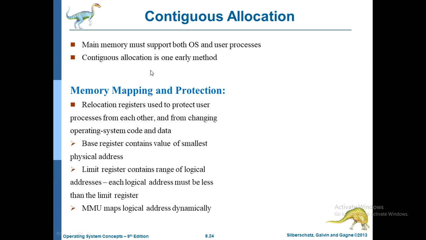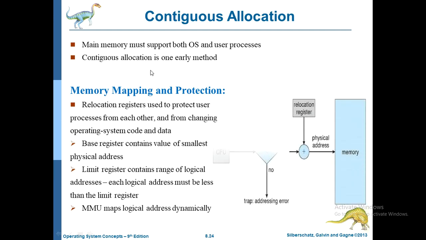Here in this example we are using two important registers. One is the limit register and another is the relocation register. The relocation register is also called the base register. The relocation register will contain the value of the smallest physical address, and the limit register will contain the range of the logical addresses given for the process, right?